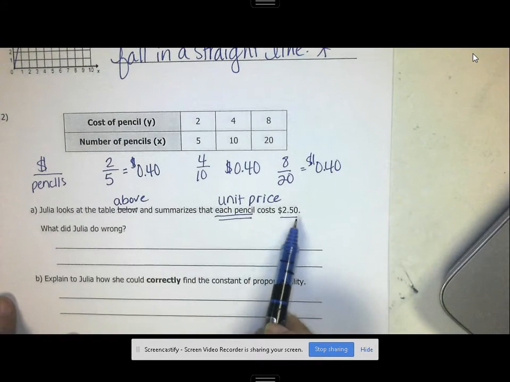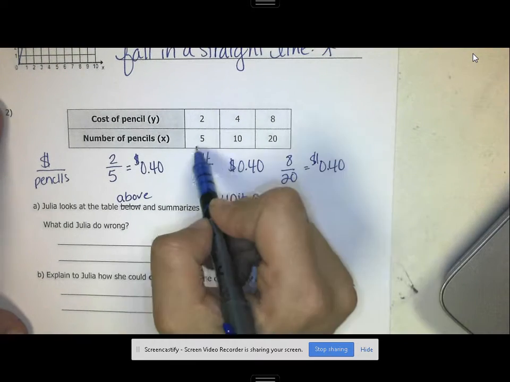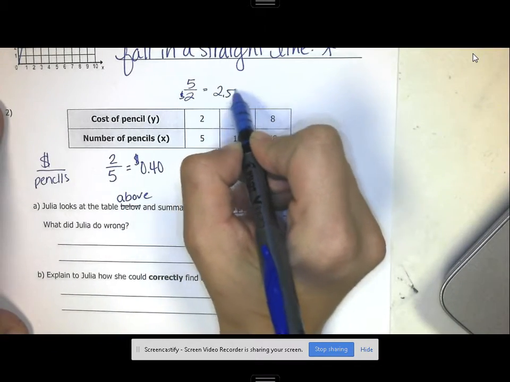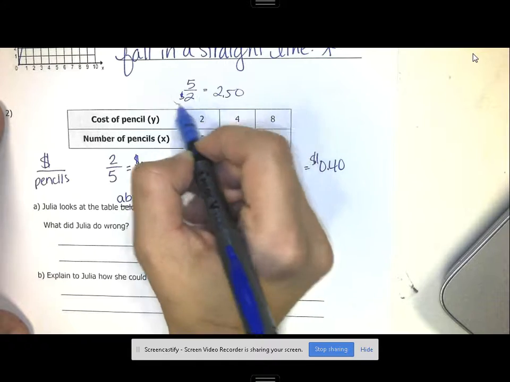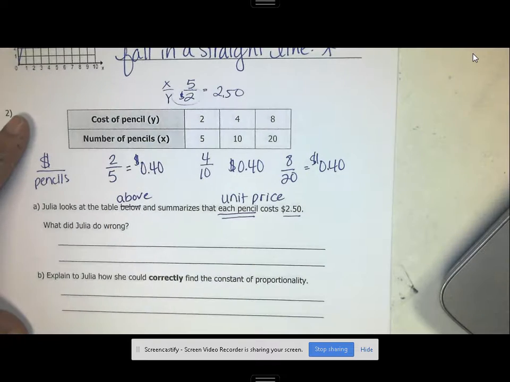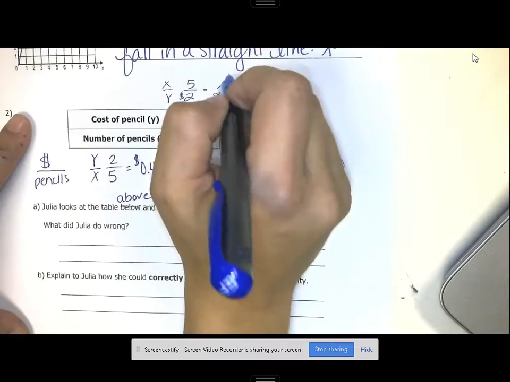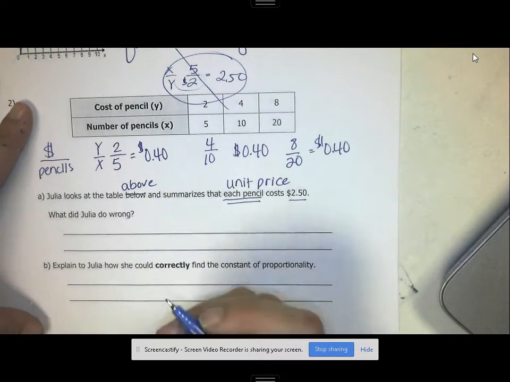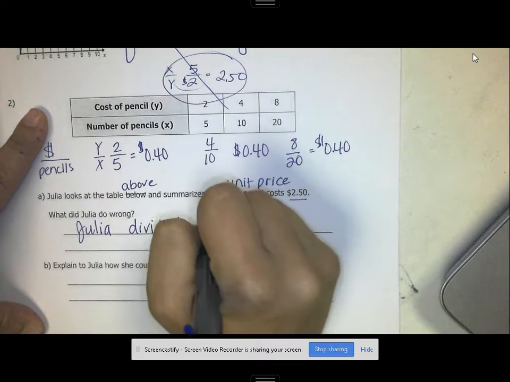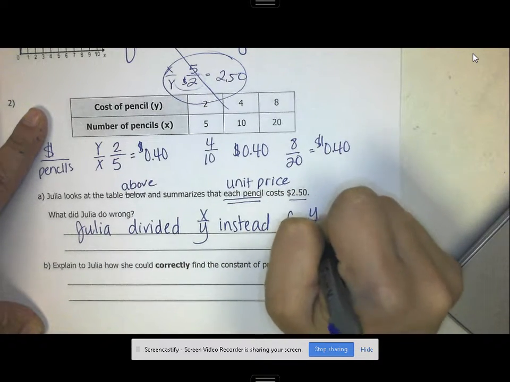And she thought it was $2.50 per pencil. So what did she do wrong? Well, to get $2.50, she probably did 5 divided by 2. And that's how she got $2.50. She didn't put the money on top. And see how the money is y? She didn't put y on the top. She divided x by y instead of y divided by x. And that's wrong. So what did Julia do wrong? Julia divided x over y instead of y over x.